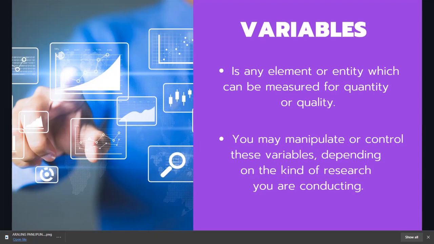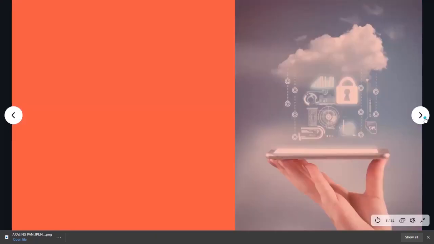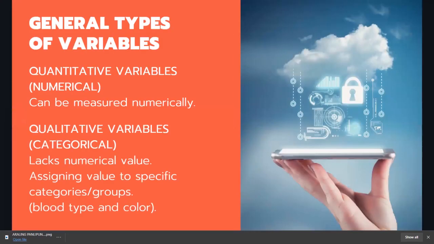So maganda, alam natin kung ano yung variable na meron tayo para ma-apply din natin kung ano yung statistical method. Kasi from the variable itself, dun pa lang malalaman na natin na ito pala yung statistical method na pwede sa ganitong variables. Okay? So let us now move to the different classifications or general types of variables.